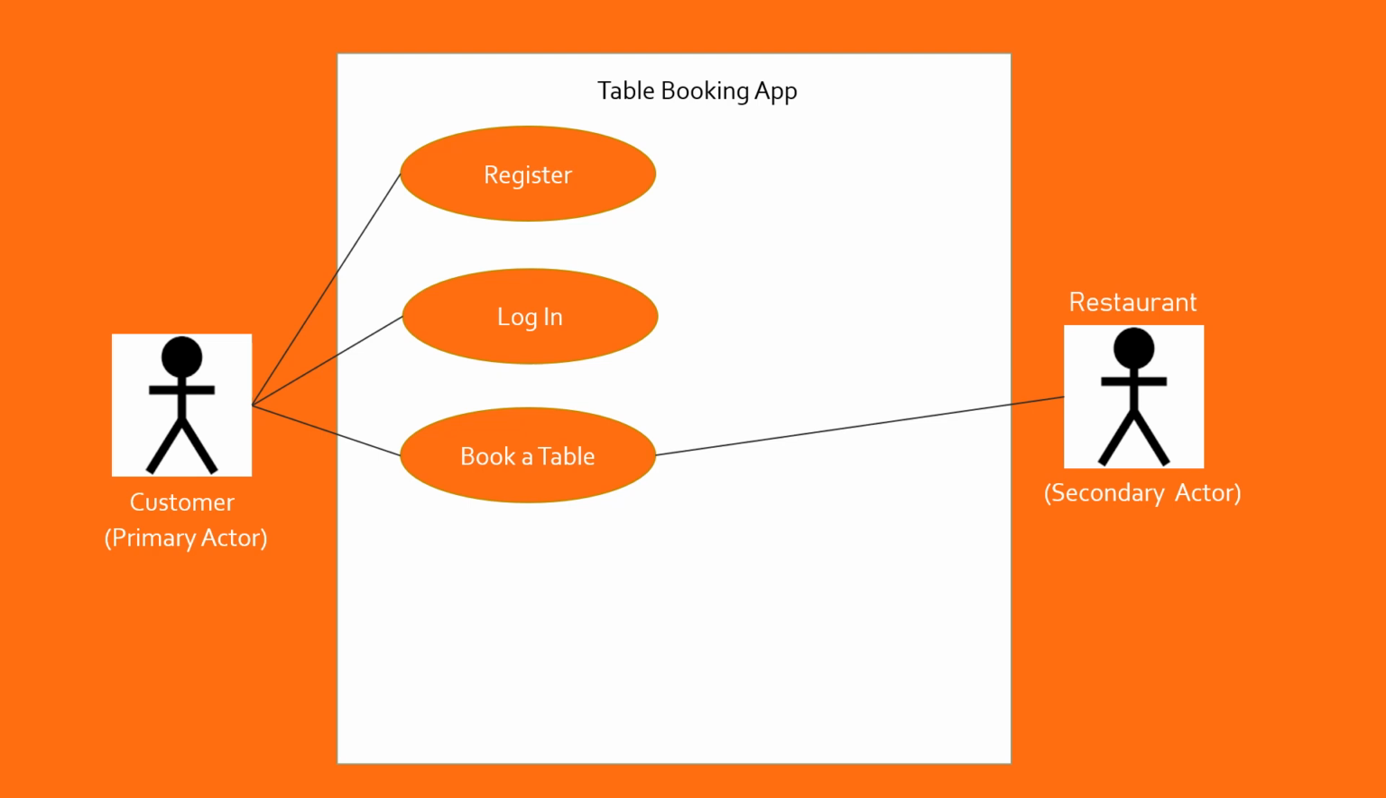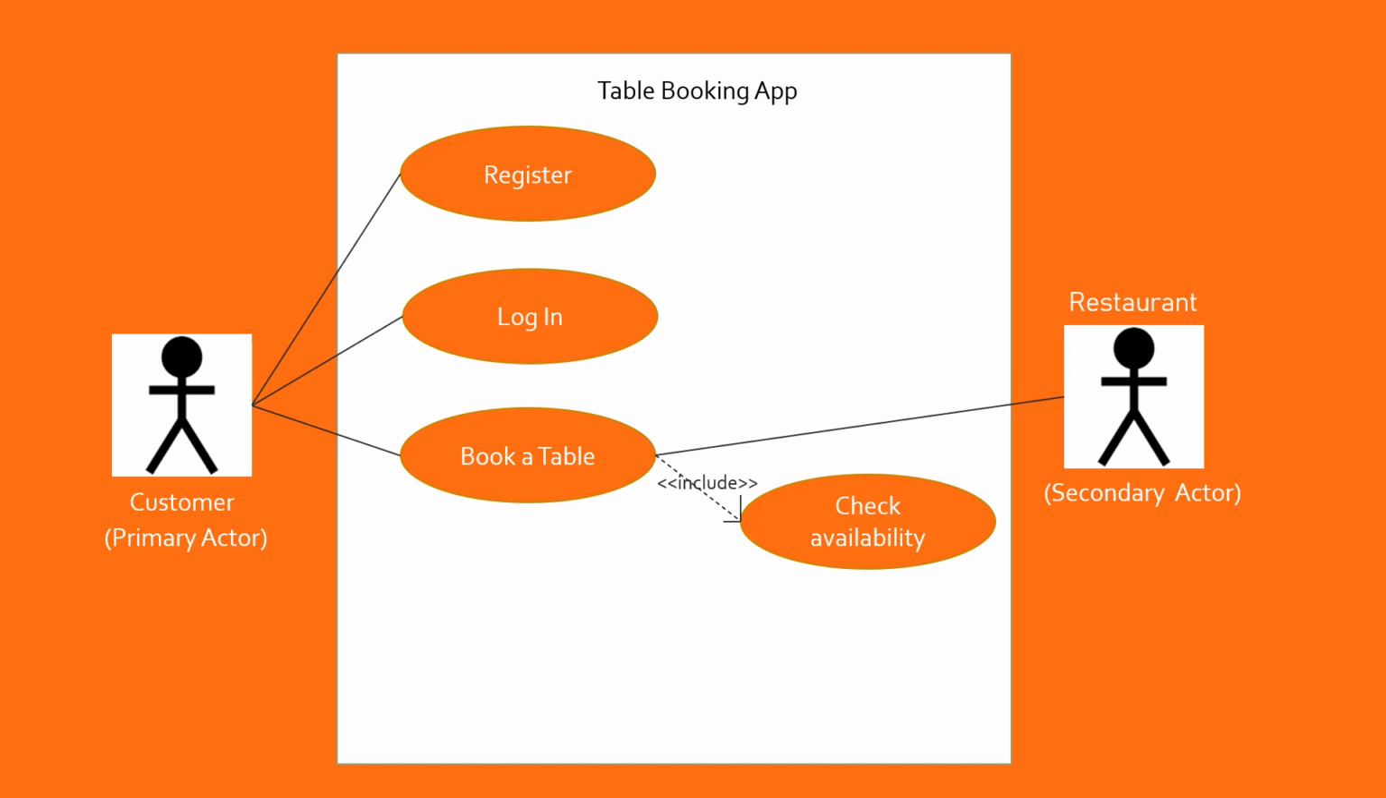Now let's look at some additional features which the client has requested. So before confirming the table reservation, the app needs to check for table availability using the restaurant system. Since this use case would be invoked every time you book a table, this relationship is an include relationship as indicated by a dotted line and the word include written on it. Also, if it's an include relationship, there is an arrow pointing towards the included use case, which in this case is check availability.